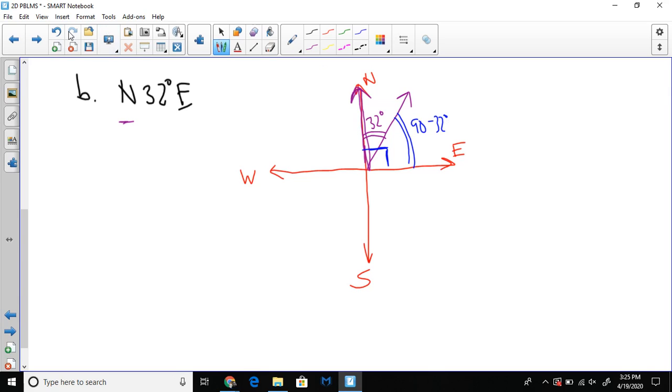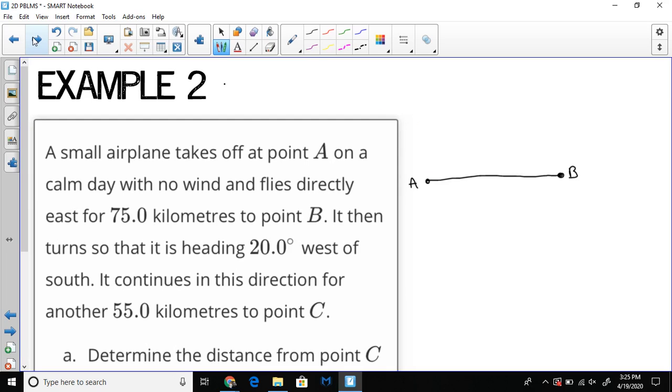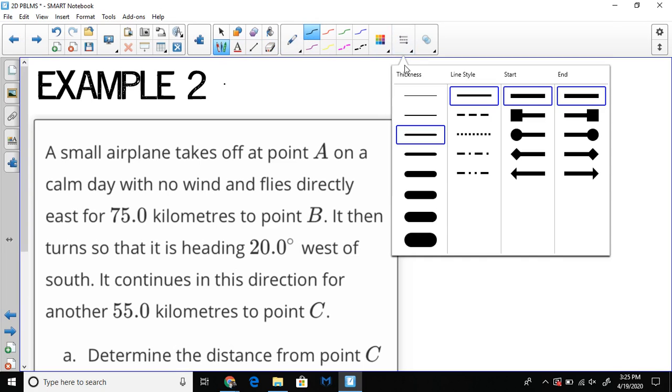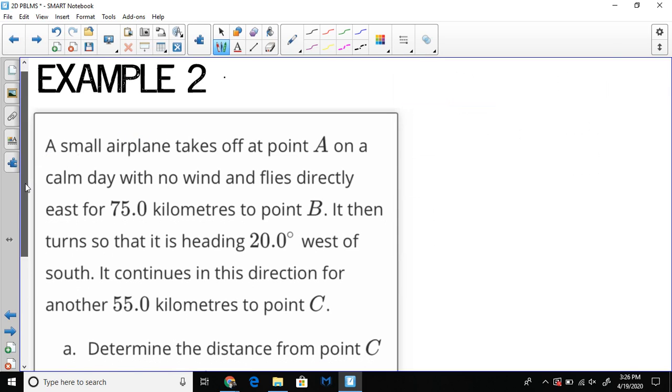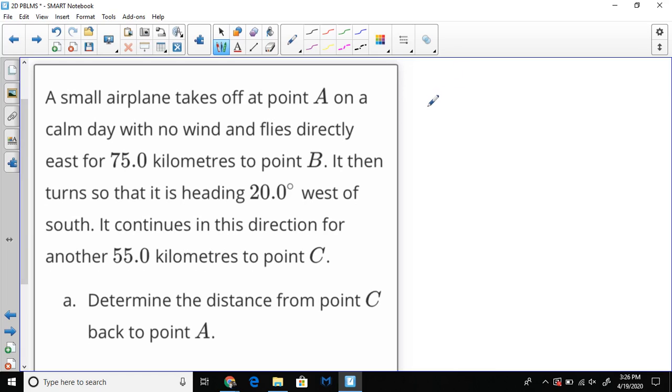So what we'll do is we'll try a couple of questions where I have these kind of directional issues and how I draw my diagram. Okay, so let's do this example, and we'll draw it out as we talk through it. A small plane takes off at point A, on a calm day with no wind, and flies directly east. So directly east is going to be completely horizontal this way to some point B. I'll fill in the numbers after.